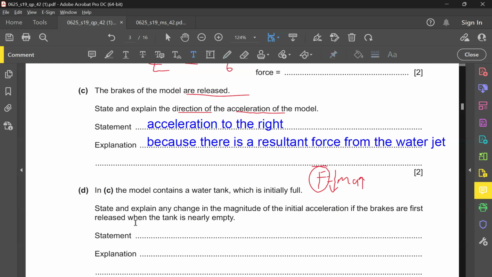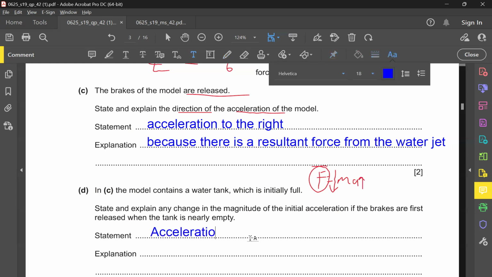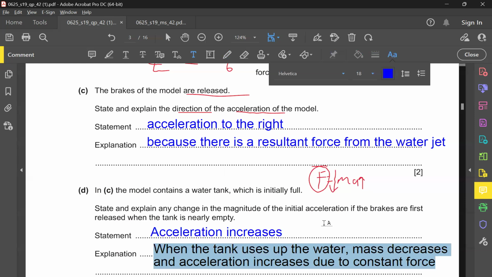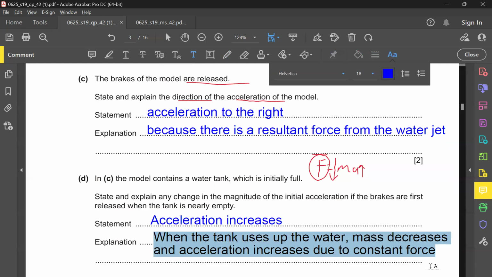And your statement is: acceleration increases when the tank uses up the water. Anyway, you can word it however you want, it doesn't matter, but the keyword is that you finish using the water, the water mass decreases, acceleration increases. Anything along these lines, doesn't have to be word by word, but you have to have the idea that the mass is decreasing. And based on your F equals ma formula, constant force, lower mass, increased acceleration.